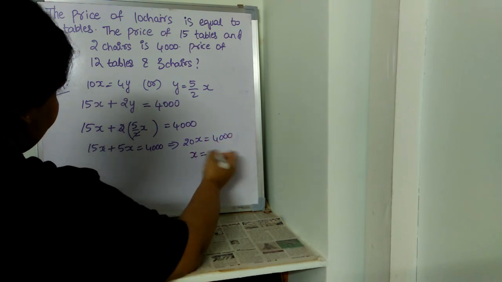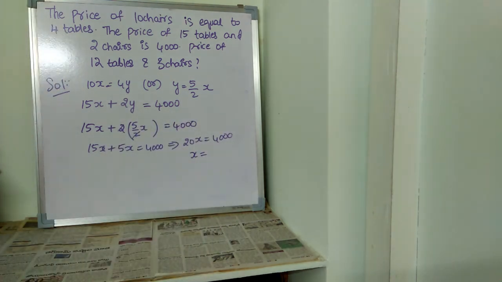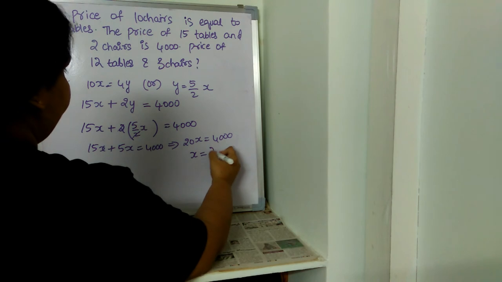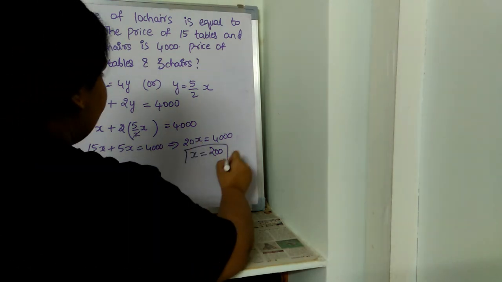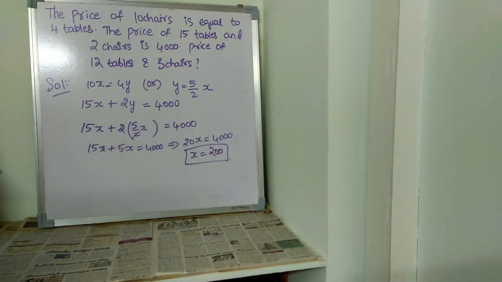So x is equal to 4000 by 20, whose value will be 200. Now here we got the value of x, which is 200, right? So x is equal to 200. We got the value.